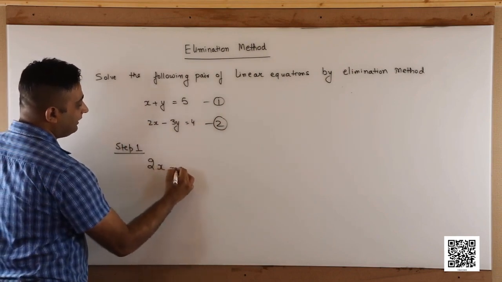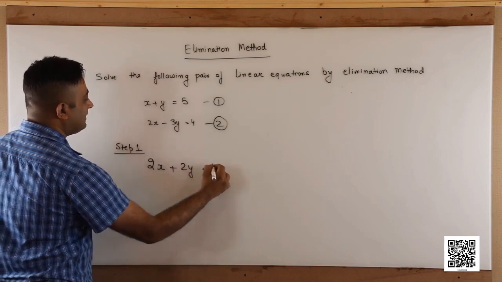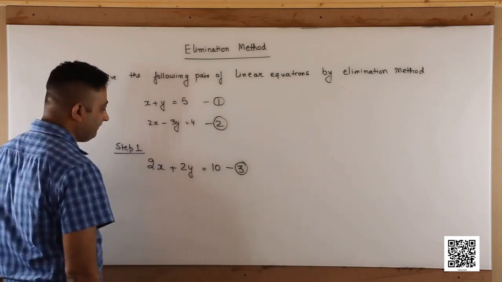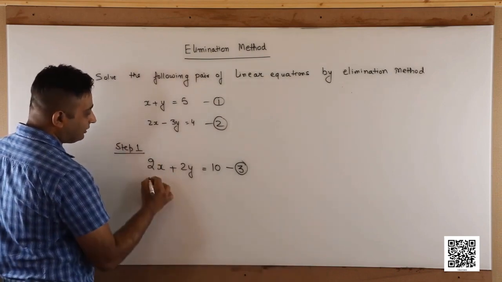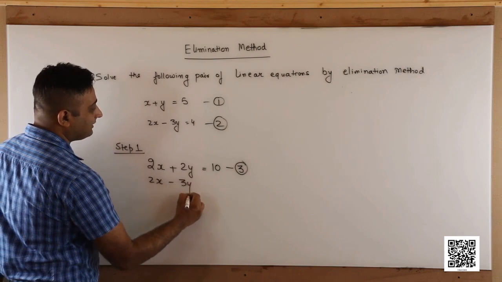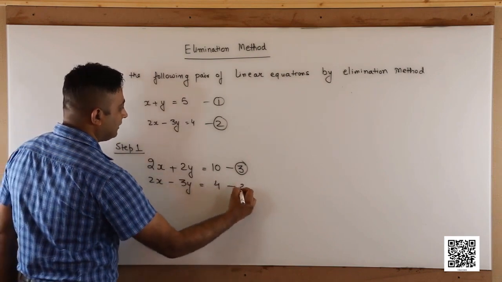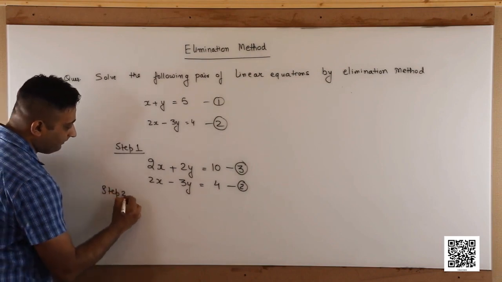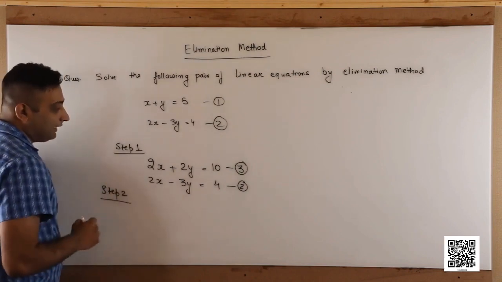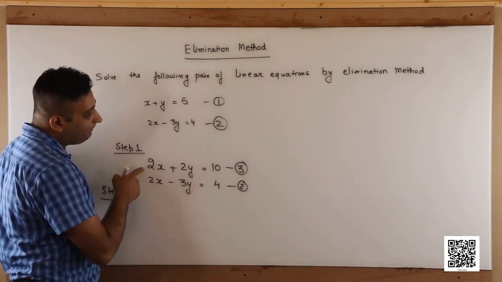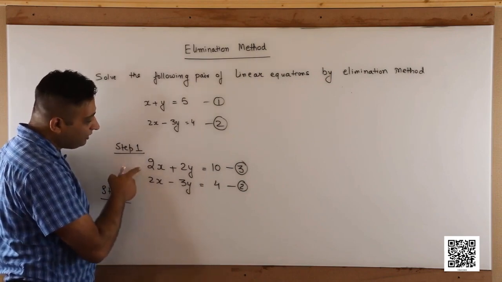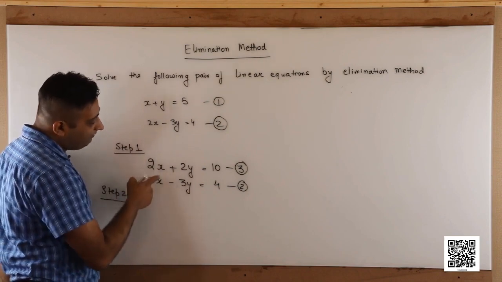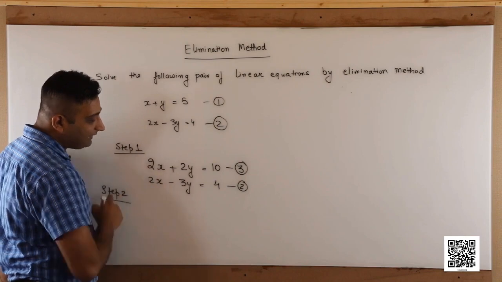We'll get the equation as 2x plus 2y is equal to 10. Let us name this equation number 3 and rewrite equation number 2, that is 2x minus 3y equals 4. Now in step number 2, we will subtract these two equations. The purpose of multiplying equation number 1 by 2 is to make the coefficients of one variable equal. So in this we made the coefficient of x equal.